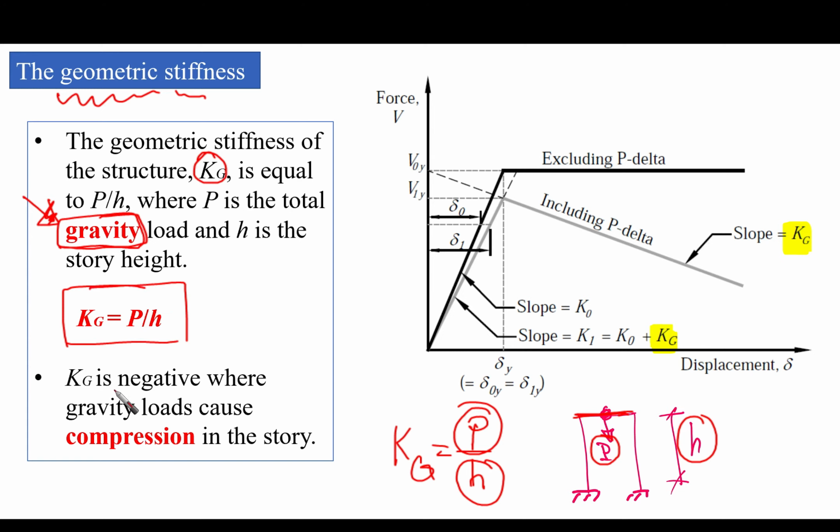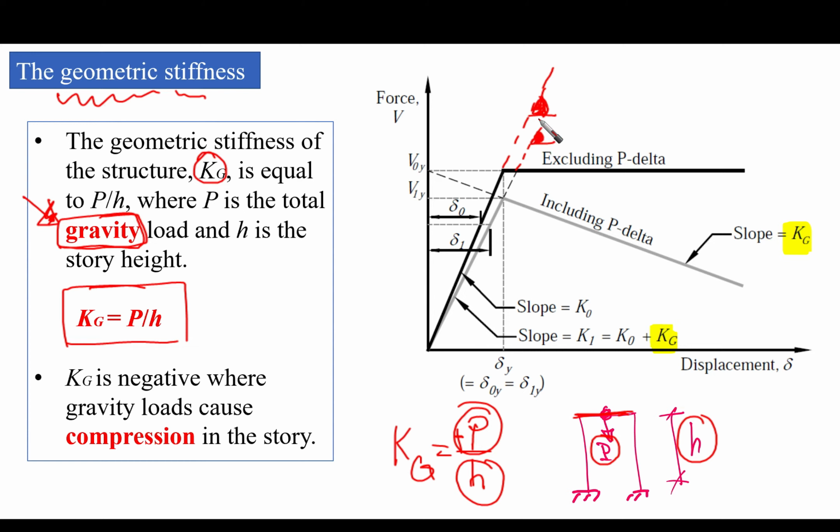Okay, Kg is negative where the gravity loads cause compression in the story, and this is common. If this P is negative compression, then this stiffness is going to be negative. And the opposite, if it's positive, it is going to be positive. But what is important for us when we look here, you're going to find the difference between the two slopes we have here. This is the slope of the system without inclusion of the gravity, without the inclusion of P delta, and here this is the slope where we are going to include it, right?